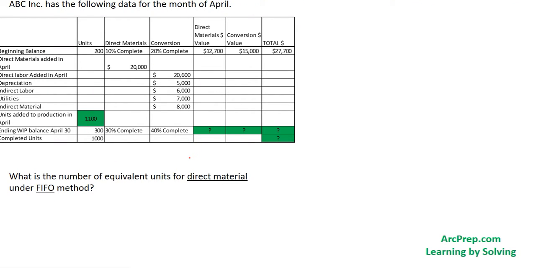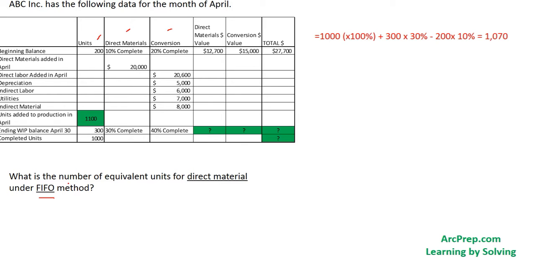Hi everybody, we are going to solve the same problem, question number 16, this time under the FIFO method. Question 16 was under the weighted average method, and we are going to compare and contrast it to FIFO right now. We are given the data that we need: the units, the direct material, both cost and percent completion, the conversion rate, and the dollar values of beginning and ending direct material and conversion cost.